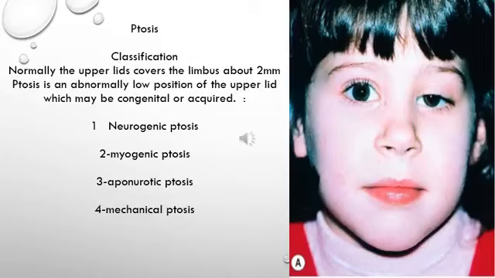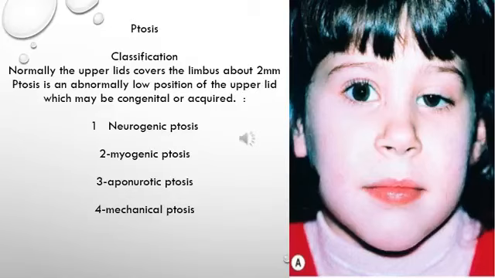Another abnormality of the eyelid is ptosis. Normally, the upper eyelid covers the limbus about 2 mm. Ptosis is an abnormally low position of the upper lid, which may be congenital or acquired. As you see in this photo of this child, the upper lid of the left eye is drooping downward. This is called ptosis.